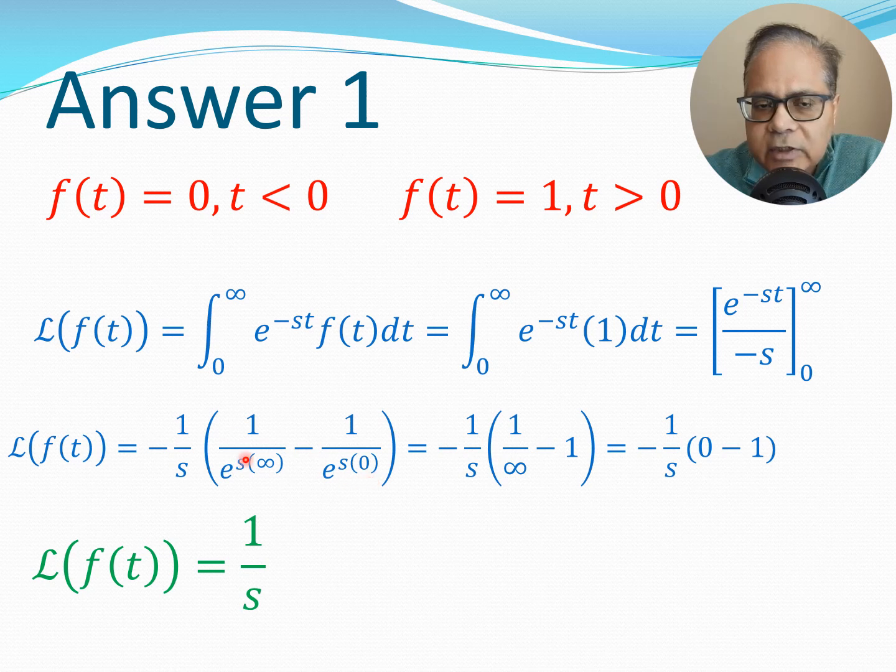So you can clearly see here that this particular term is going to become 1 divided by infinity, and the second term is going to become minus 1 because e to the power 0 is simply 1. So once we have that, we can immediately write that 1 divided by infinity is going to be 0, and therefore I get the value as Laplace transform of f(t) is 1 by s. So this is something to remember.